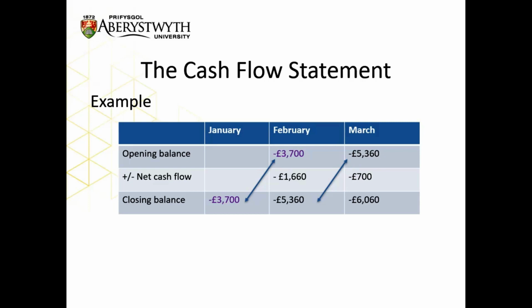We then see that the net cash flow in March, the revenue less expenses, is negative 700. So expenses have exceeded revenue by £700 in March. This leaves us with a closing balance of negative £6,060 in March. This means that we've been overdrawn for 3 consecutive months. Using the cash flow statement to analyse the costs, the companies should be looking at ways of saving costs for these 3 months, because the pattern is showing that the company is going further overdrawn over time.